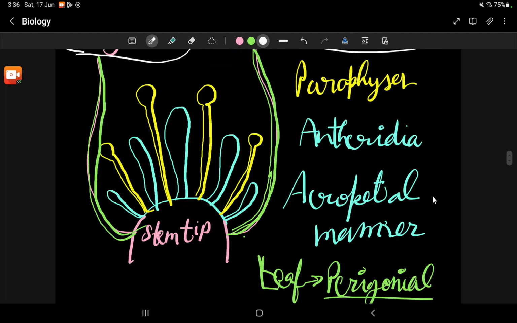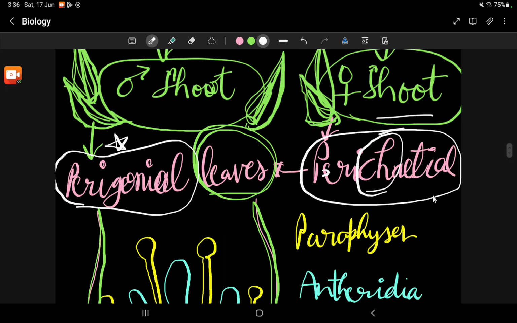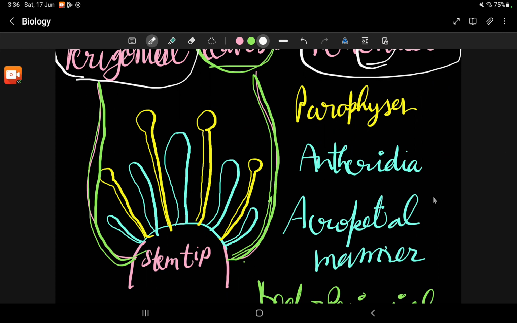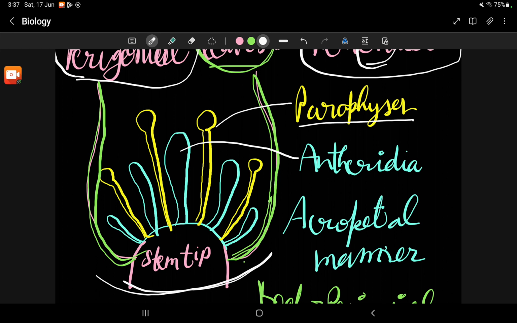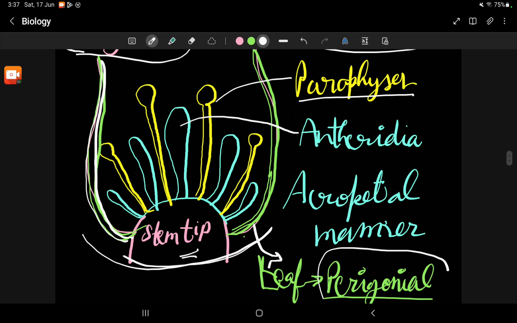Next is the structure of Antheridiophore. This is the Antheridia. This yellow part with a swollen tip is the paraphysis, an extra appendage present inside. This is the Archegoniophore. This is the stem tip. These male and female structures are present on the tip of the stem, and these are the leaves. So these leaves around the Antheridiophore are perigonial leaves, and you can see the arrangement of Antheridia is in acropetal manner. Acropetal means older is at the center while younger is at the periphery.